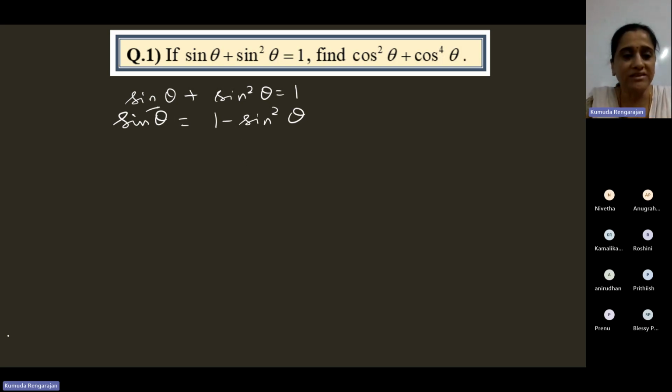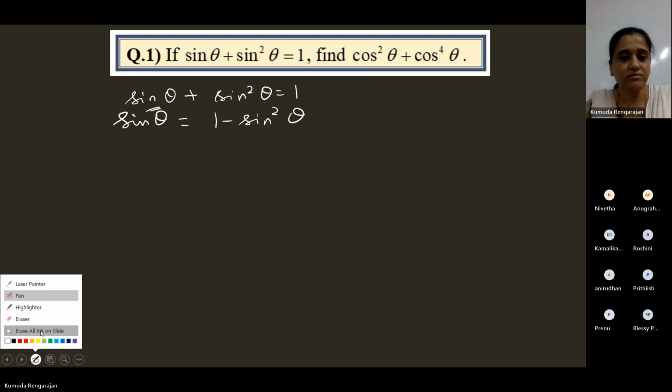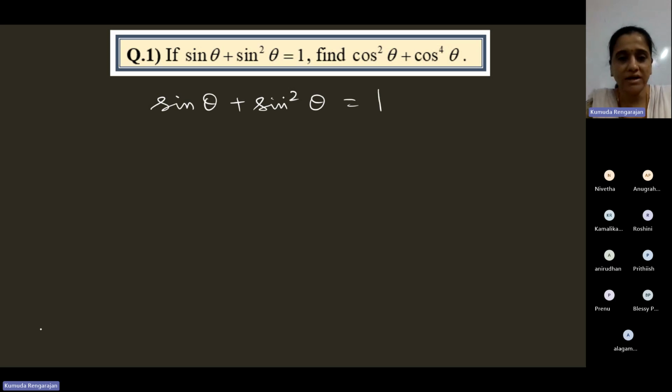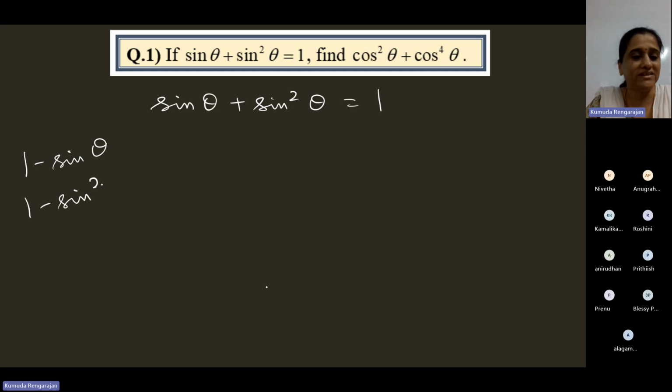See, if you transpose sine theta, what will you get? You'll get 1 minus sine theta. That's not going to help you. If you transpose sine theta in sine theta plus sine square theta is equal to 1, you will have sine square theta is equal to 1 minus sine theta. But if you transpose sine square theta, we know that 1 minus sine square theta is cos square theta, right? So will 1 minus sine theta give you a result, or 1 minus sine square theta give you a result? 1 minus sine square theta gives us a new result, cos square theta.